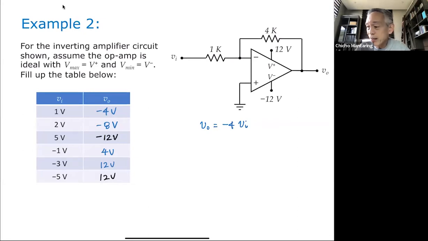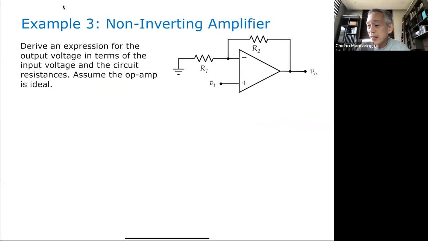Okay, let's have some other examples. This is another standard circuit. We call this your non-inverting amplifier. Okay, so same problem: derive an expression for the output voltage in terms of the input voltage and the circuit resistances. Assume the op-amp is ideal.